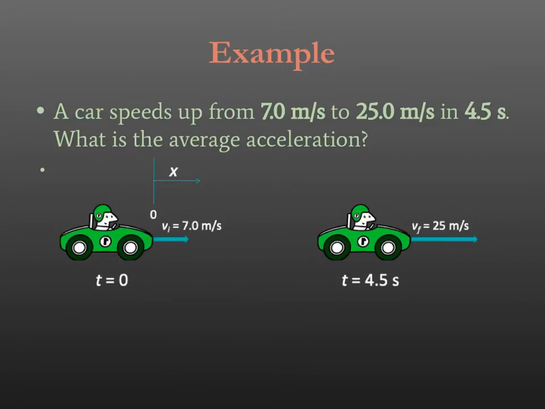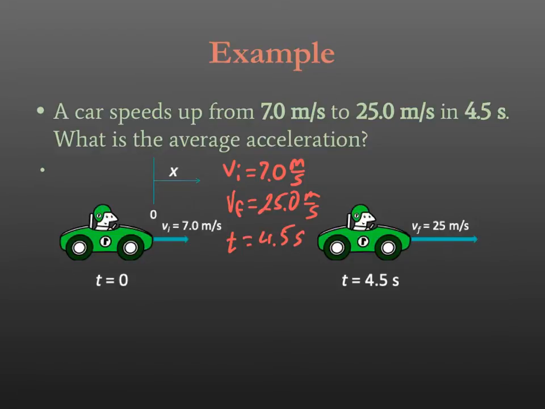So let's jump right into an example here. We have a car speeding up from 7 meters per second to 25 meters per second in 4.5 seconds. So as with any type of problem that we're working through, we want to list our variables. So our Vi in this case is 7 meters per second. Our Vf is 25.0 meters per second. And our time is 4.5 seconds.